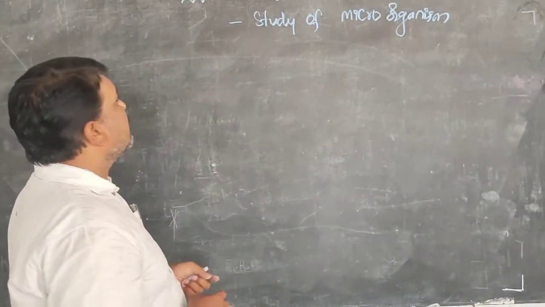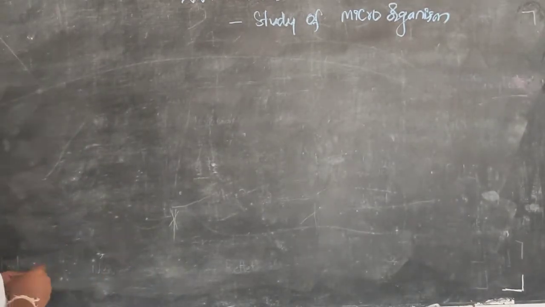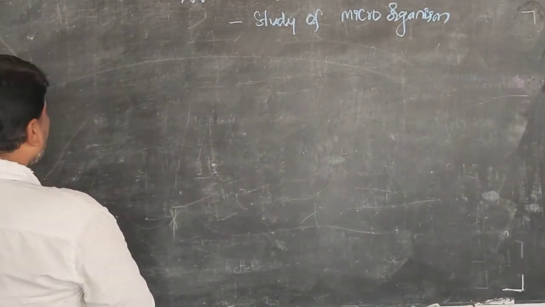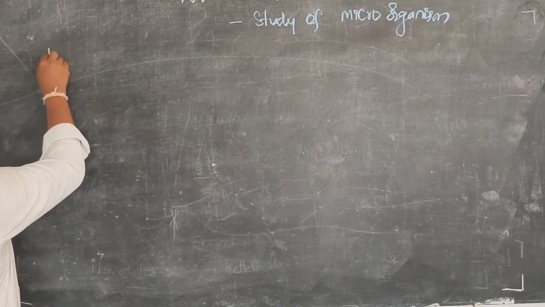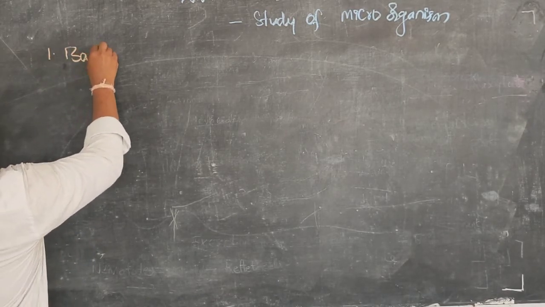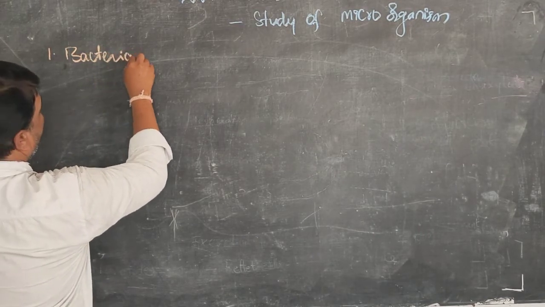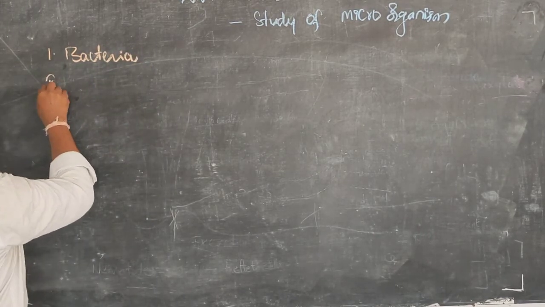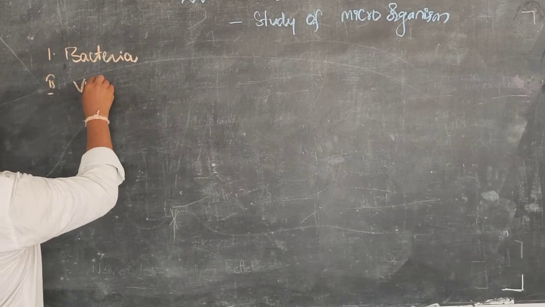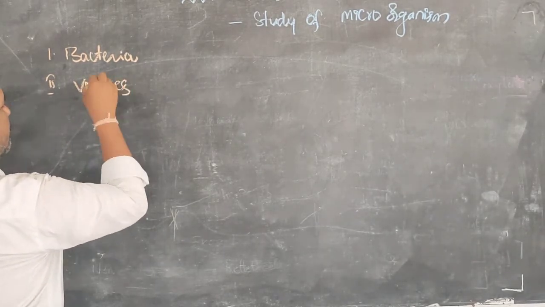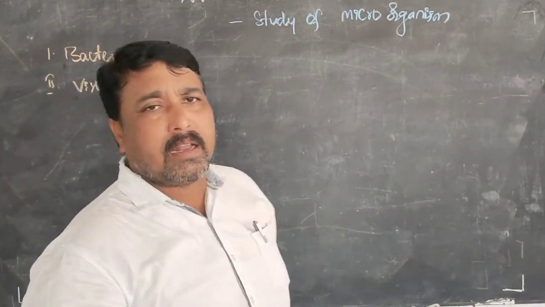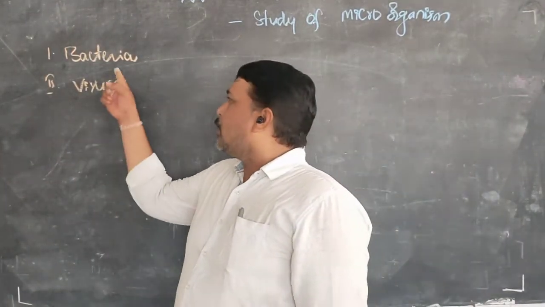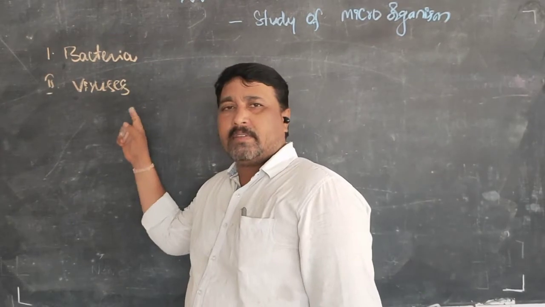In this lesson, the microbiology in the second unit, one is bacteria and the second one is viruses. So two types of lessons in the one group, bacteria and virus.